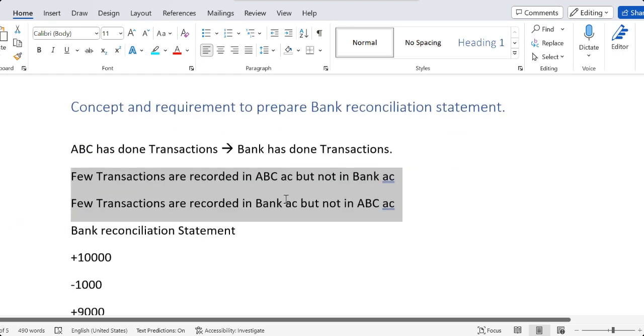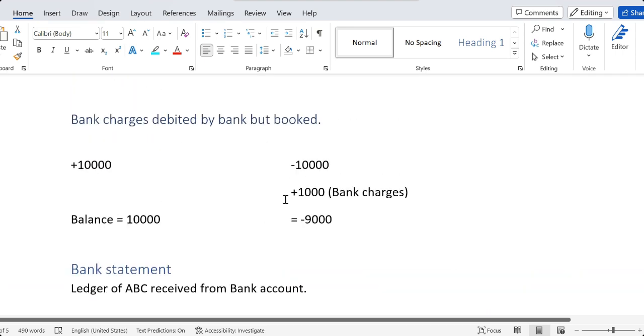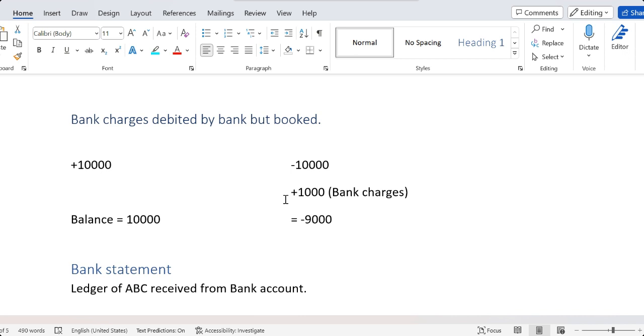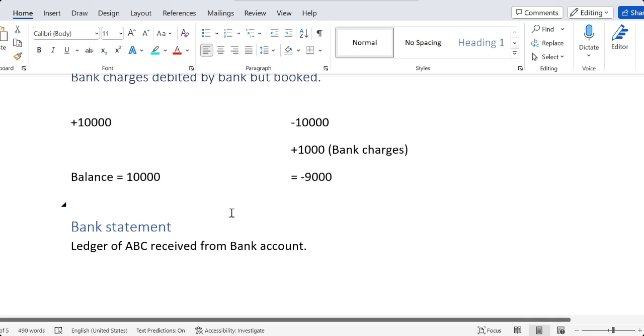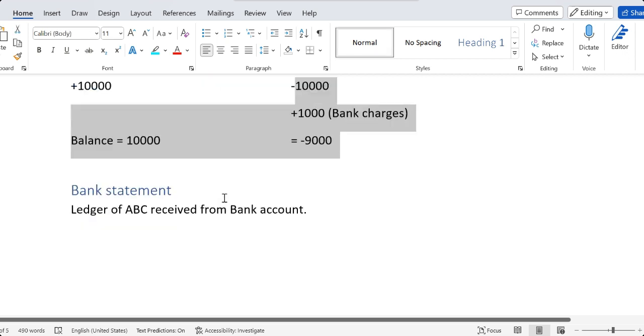How can we say what that difference is? For all companies, it's mandatory that their books of accounts be audited, right? Suppose the auditor comes to us and says, I have seen that this is the bank balance, and the balance in your books of accounts is 10,000, and the bank is showing 9,000. So what is the difference?